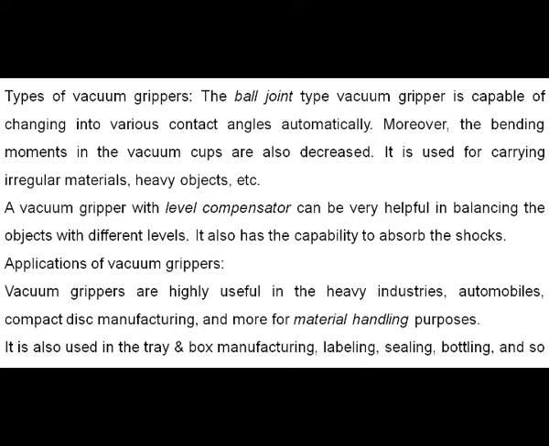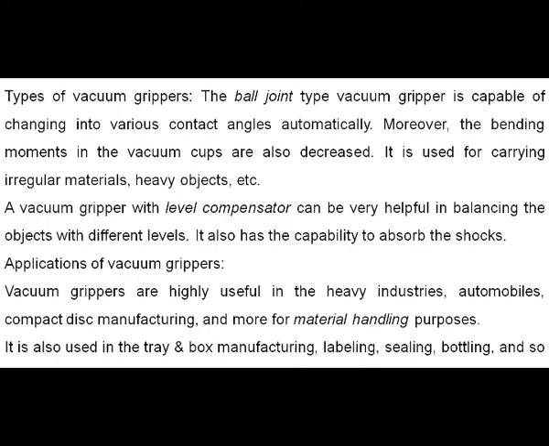Types of vacuum grippers. The ball and joint type vacuum gripper is capable of changing into various contact angles automatically. Moreover, the bending movements in the vacuum cups are also decreased. It is used for carrying irregular materials and extra heavy objects. Vacuum grippers with level compensation can be very helpful in balancing objects with different levels. It also has the capability to absorb shocks.